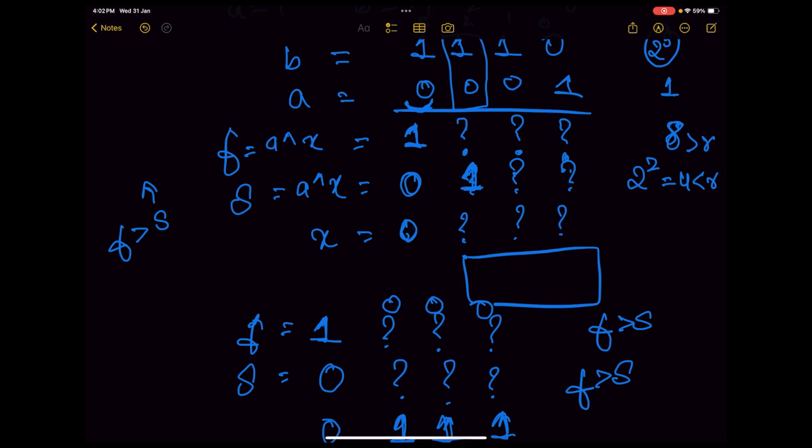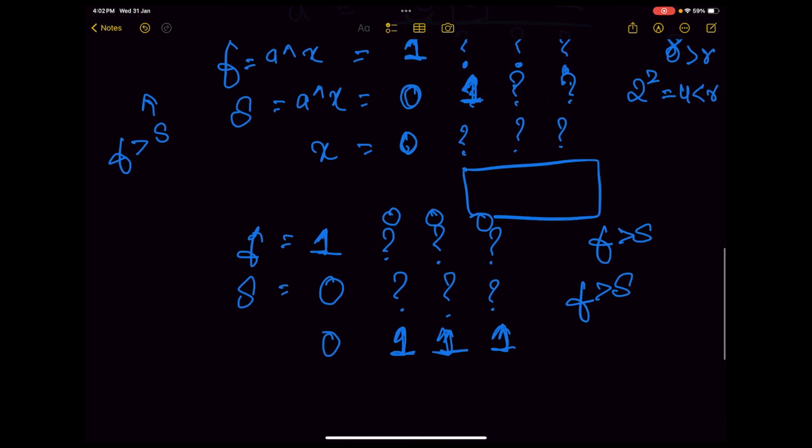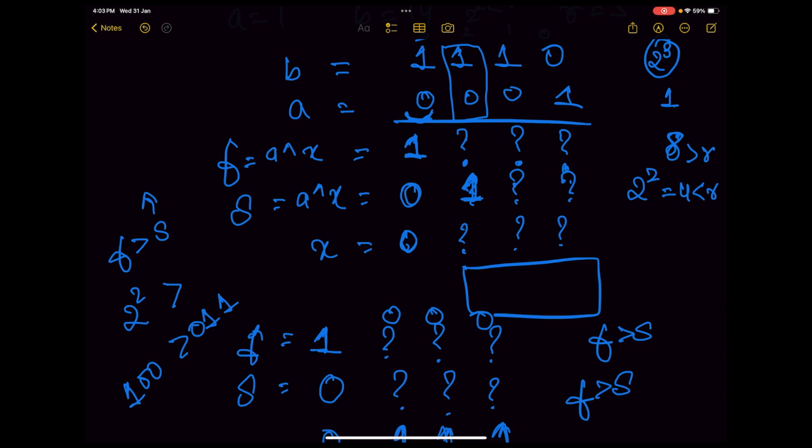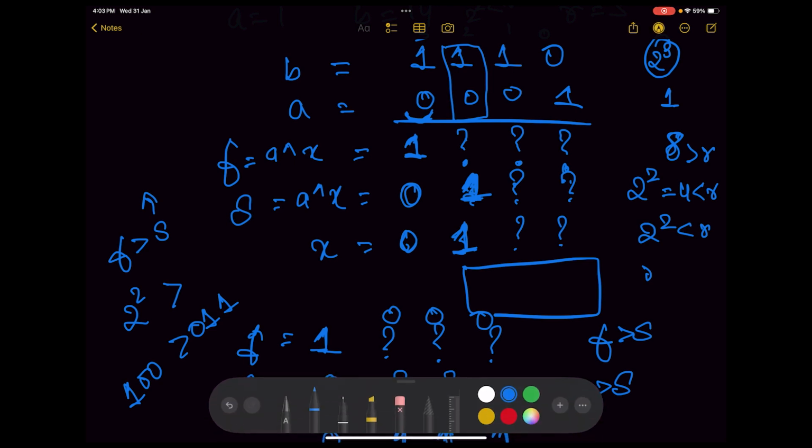I'll give priority to the higher bit position, because we know that 2 to the 2 is definitely greater than, like, 100 is greater than 11011. So I'll give preference to the higher bits to maximize my s. So 2 to the 2 is less than r. Yes, I can put a 1 over here in our x, but our r will get reduced to 5 minus 4. It would be now 1.